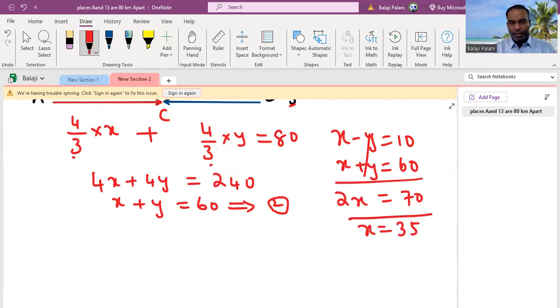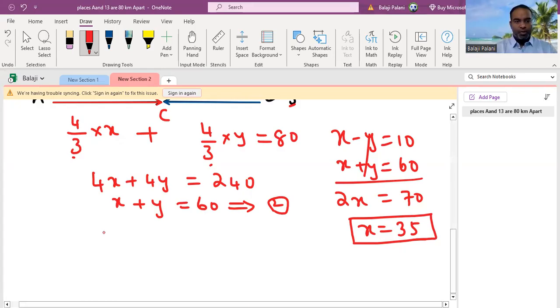So the speed at which the car from point A travels is 35 kilometers per hour. So put that value here in place of x: 35 plus y is 60. Therefore, the speed of the second car is 25 kilometers per hour.